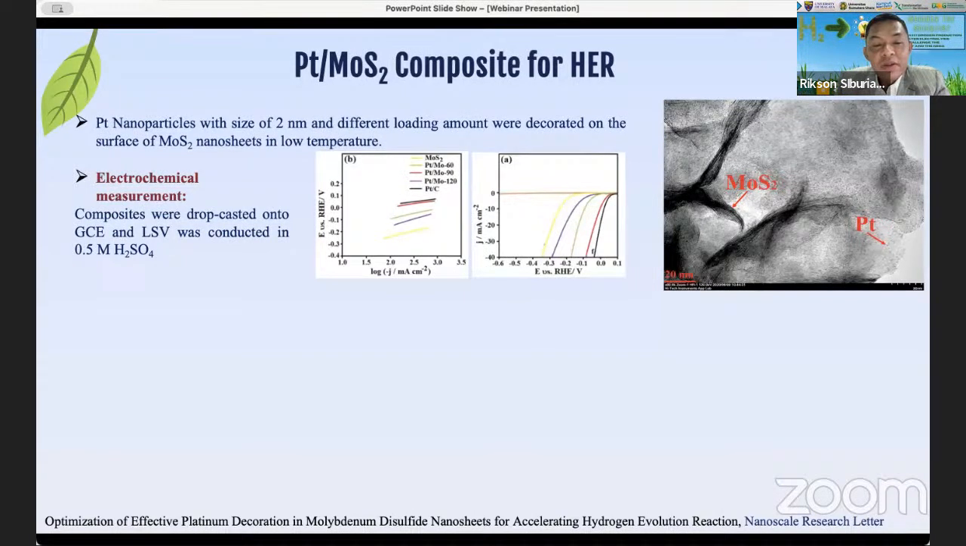But this is maybe a commercial one from a company. Usually they use carbon black, right? Yes, 20% platinum on carbon black. Have you calculated how your electrode catalyst compares, is it cheaper? Yes, definitely. First of all, the amount of platinum used in the molybdenum disulfide composite is 10 times lower than in the commercial Pt on carbon. Yeah, interesting.